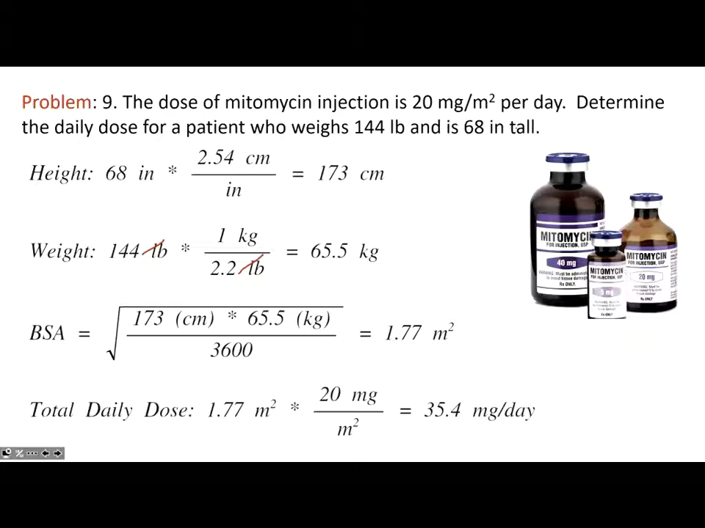All right? Well, what was the point of doing the body surface area? So we could calculate the dose. So let's take their body surface area, 1.77 meters squared, times 20 milligrams per meter squared, and clearly meters squared will cancel, and we'll get our dose in milligrams, and that's where the 35.4 milligrams per day comes from.